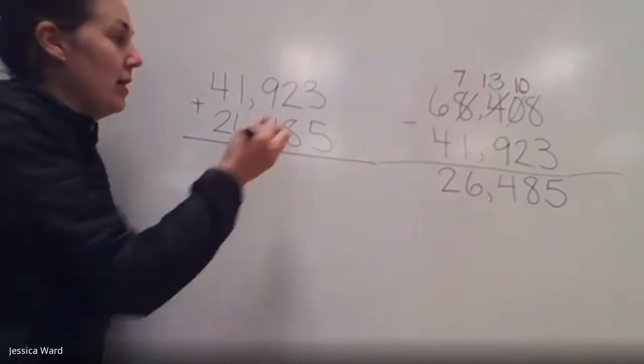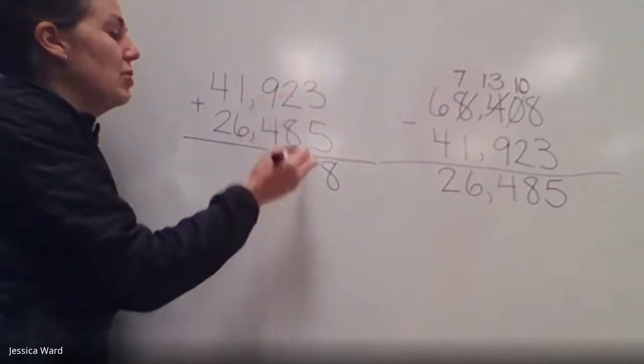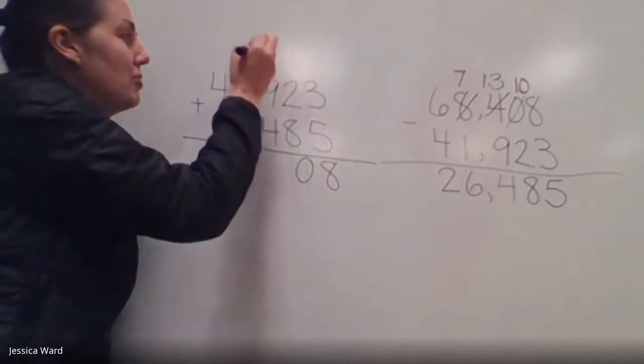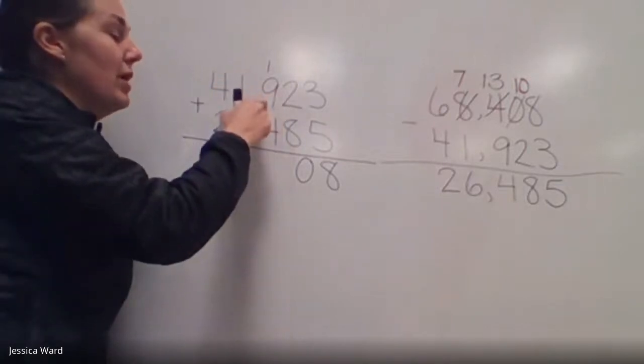So let's see. 3 plus 5 would be 8. 8 plus 2 would be 10. So I'm going to write a 0 here and bring my extra group of hundreds up here because I had 10 tens, which would equal 100.